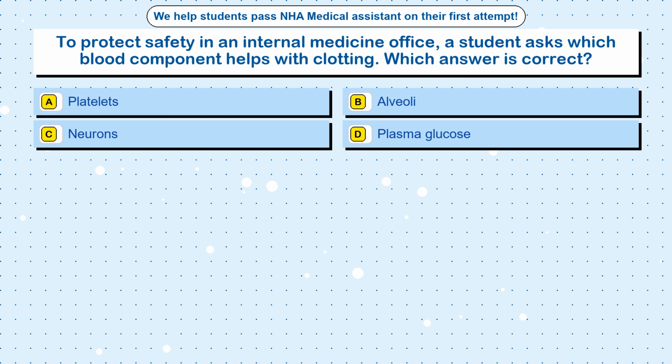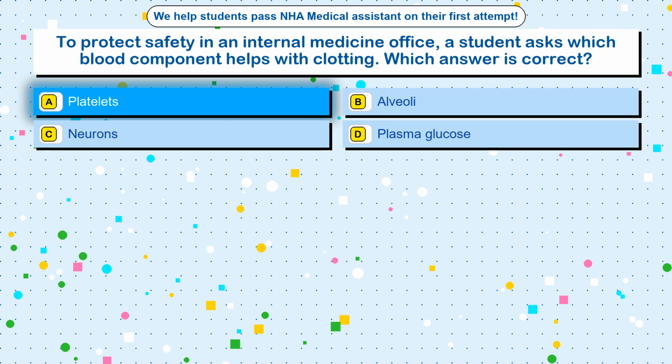Question 10. To protect safety in an internal medicine office, a student asks which blood component helps with clotting. Which answer is correct? Option A, platelets. Option B, alveoli. Option C, neurons. Option D, plasma glucose. The correct answer is option A, platelets.